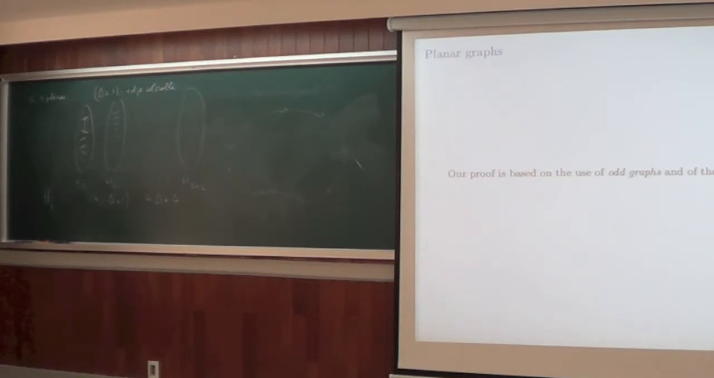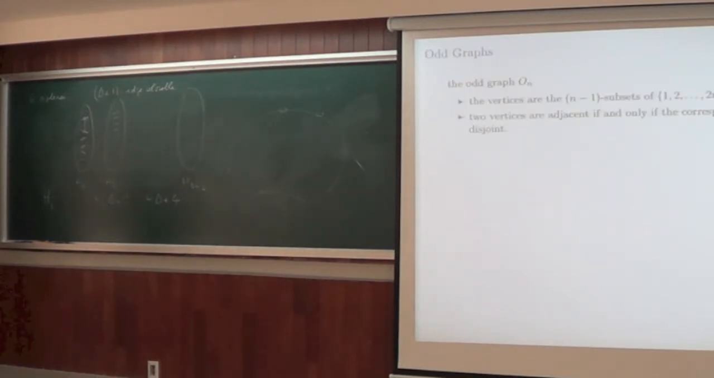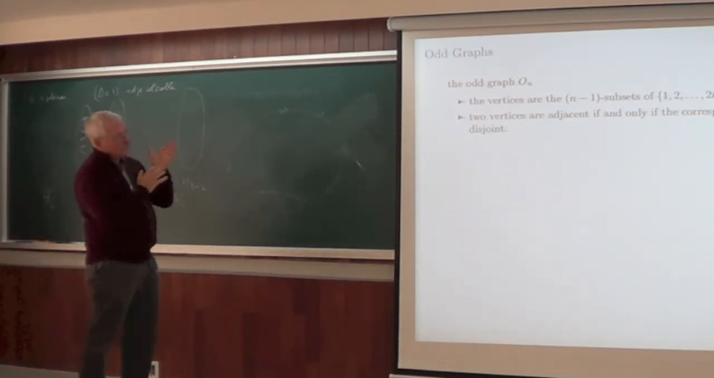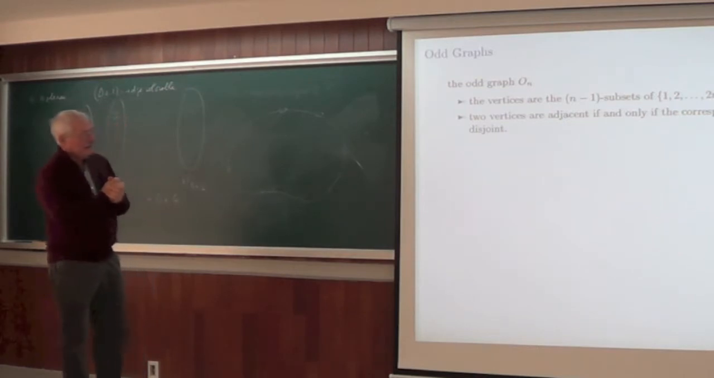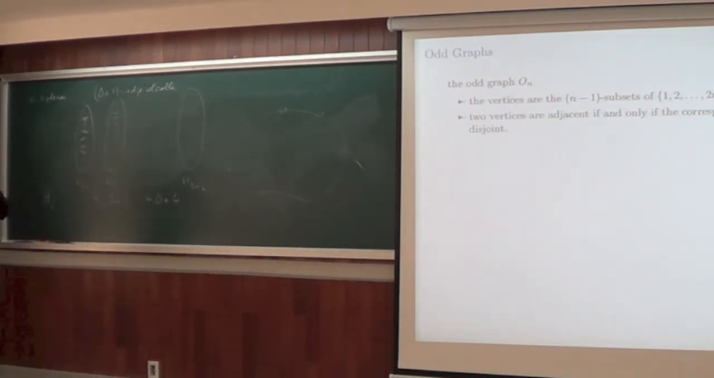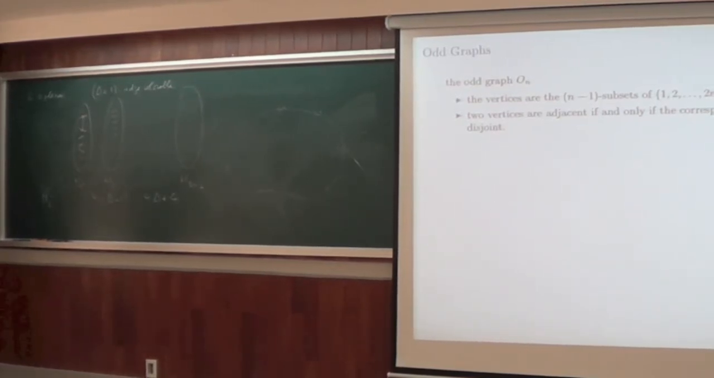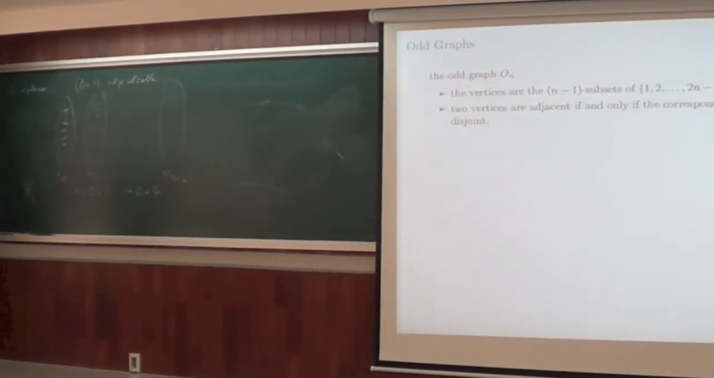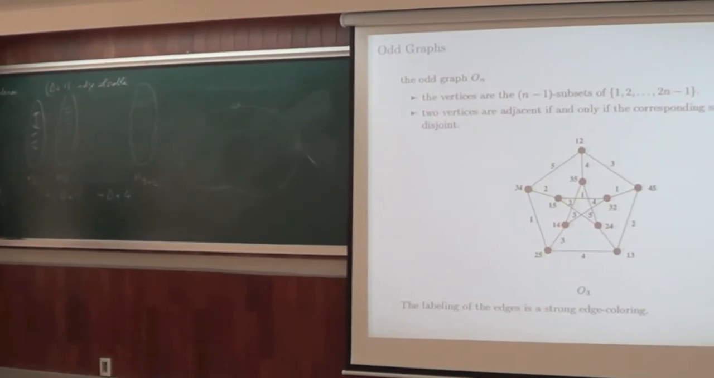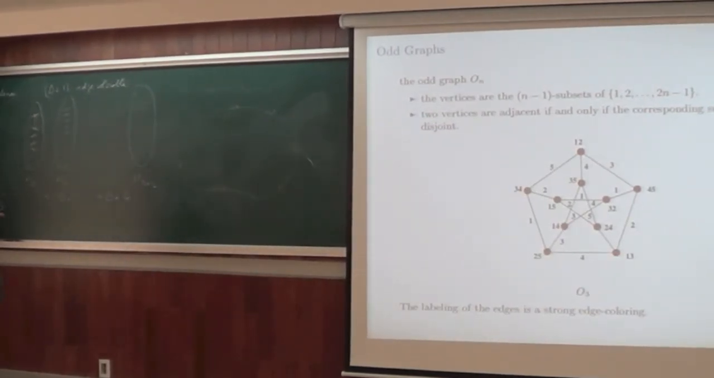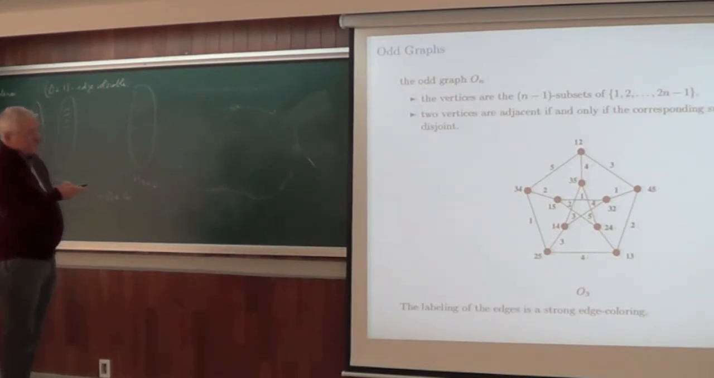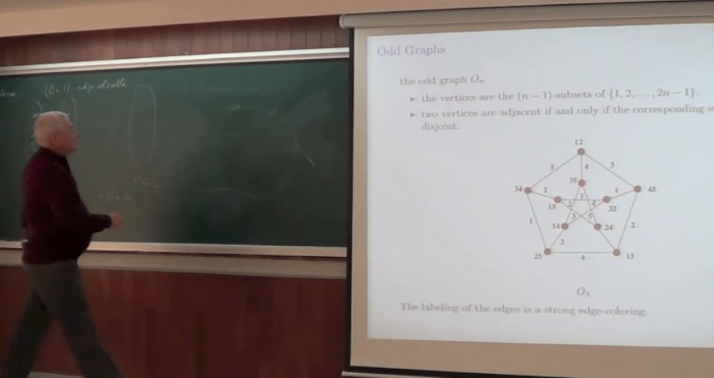A graph, I think if you are doing graph theory, you know odd graphs, and you will see one special one. So what is an odd graph? You take the set 1, 2, up to 2n minus 1, and you take the subsets of this set of size n minus 1. There is an edge between two subsets if the corresponding subsets are disjoint. This is the odd graph. Here it is the odd graph for n equals 3, so you take the integers 1, 2, 3, 4, 5.